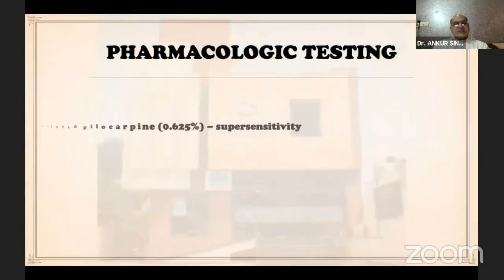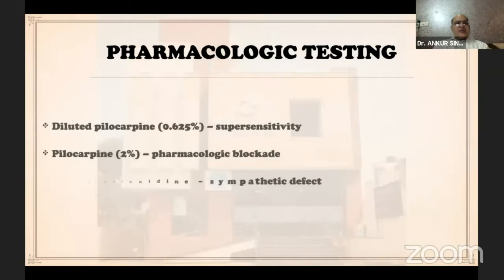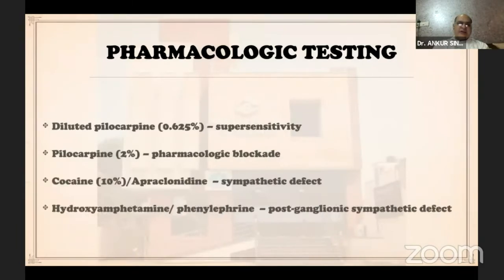Pharmacologic testing can be done with pilocarpine, diluted pilocarpine, cocaine, apraclonidine, hydroxyamphetamine, and phenylephrine, so that we can know whether it is a parasympathetic or a sympathetic blockade, or whether it is a presynaptic, preganglionic, or postganglionic sympathetic defect.